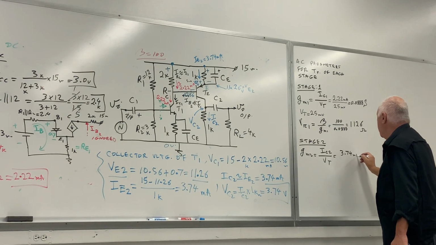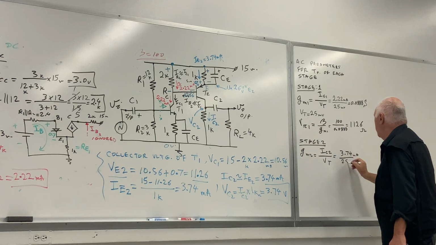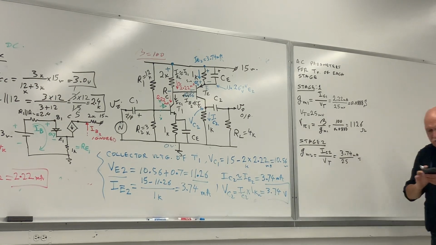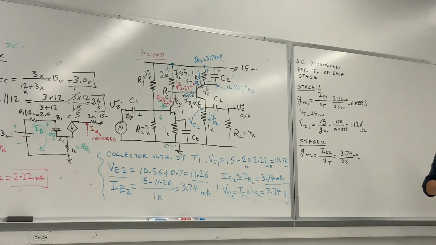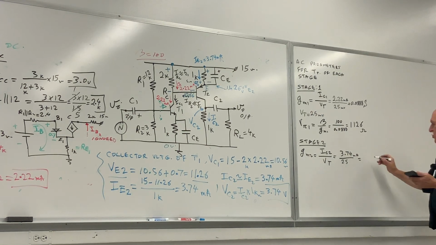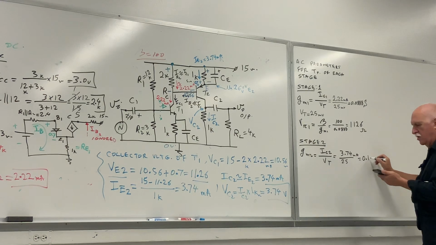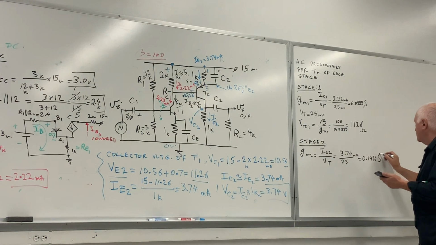3.74 milliamp over 25. So 3.74 divided by 25 is 0.1496 Siemens.